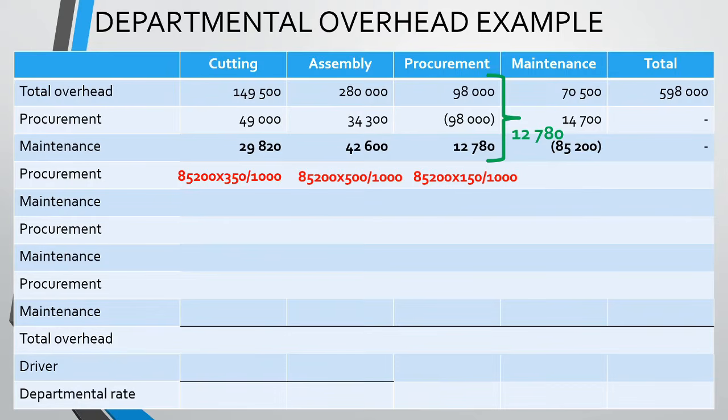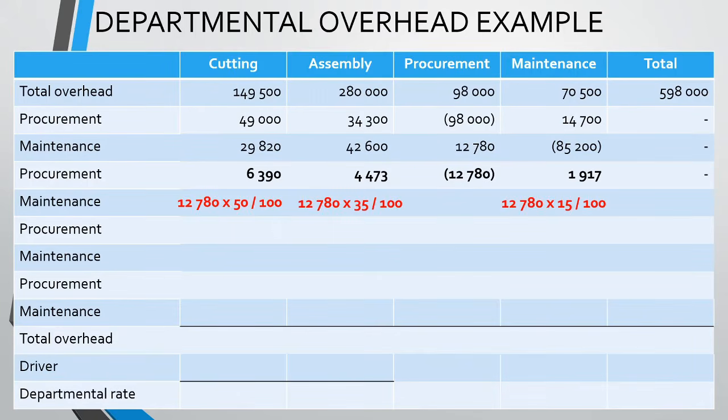Notice how the reallocation gets smaller and smaller each time. Eventually, this amount will be insignificant. However, until this happens, we need to repeat this process of allocating out the service departments again and again. This repeated allocation of the service departments gives this method its name. So we now have to reallocate out the overheads of 12,780 Rand from the procurement department.